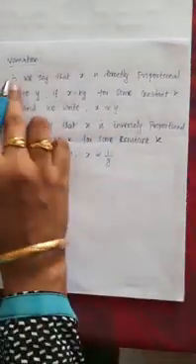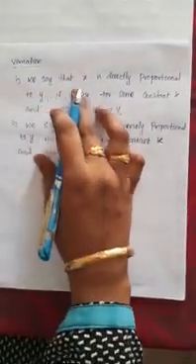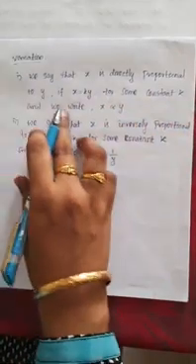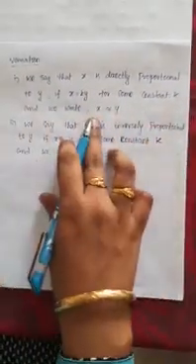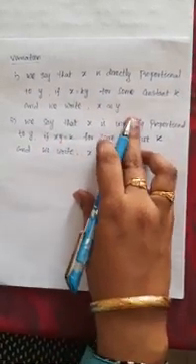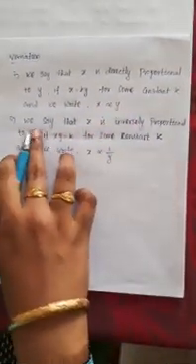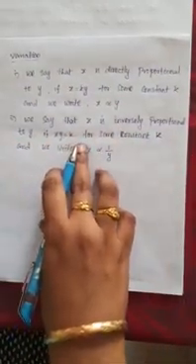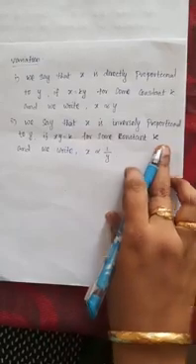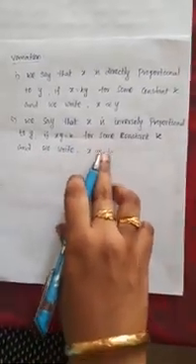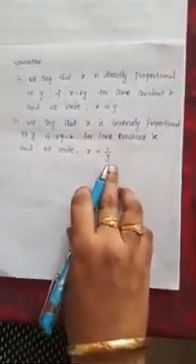Variation. We say that x is directly proportional to y if x is equal to ky for some constant k, and we write x is directly proportional to y. We say that x is inversely proportional to y if xy is equal to k for some constant k, and we write x is inversely proportional to 1 by y. Let's see some more problems.